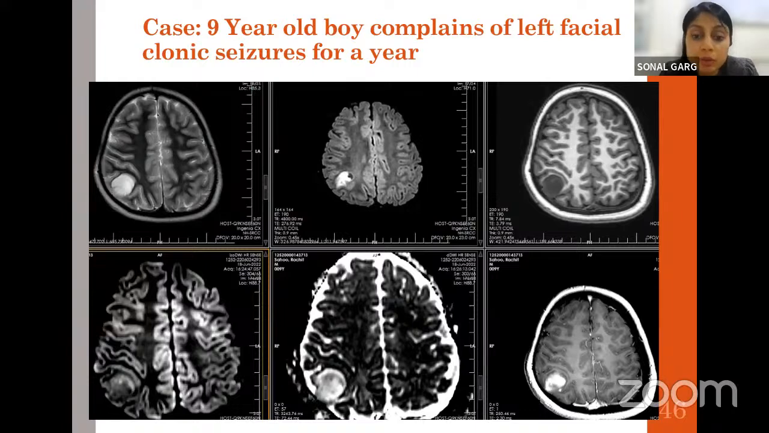So here is a 9-year-old boy who complains of left facial clonic seizures for a year. We proceed with the MRI brain, where we can see a very well-defined focal lesion. It is mainly solid, but it has a small cyst. A very small part of it is showing restricted diffusion. And when you give contrast, you can see that there is avid post-contrast enhancement. So you know this is a tumor.